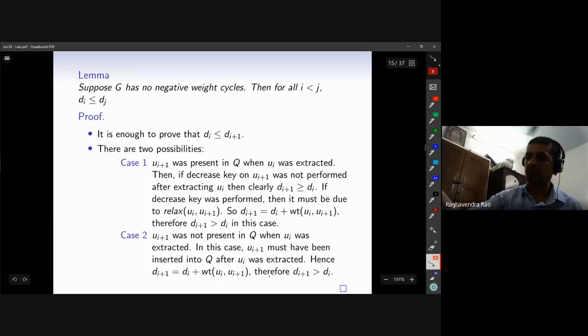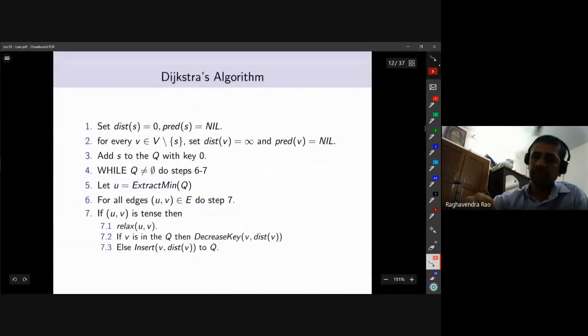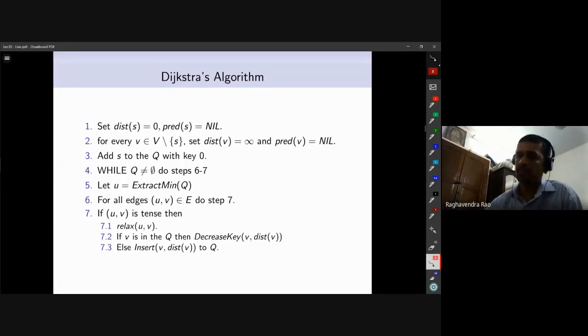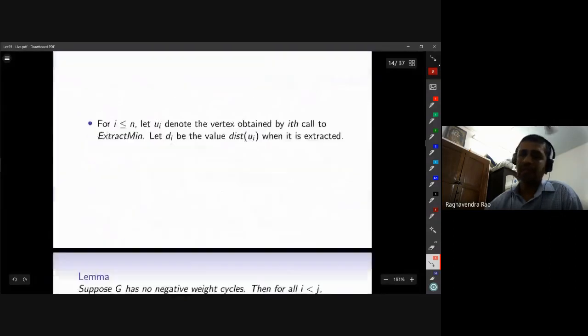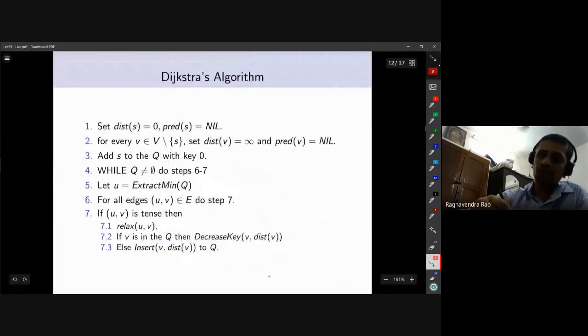Yeah, so when I say decrease key was performed when I extracted ui. Okay, so when I extracted ui, I performed a decrease key. Here, when ui was extracted, I might have performed decrease key on ui plus 1, because at the time of extraction the distance value for ui plus 1 will be greater or equal to that of ui, otherwise I would have extracted ui plus 1.